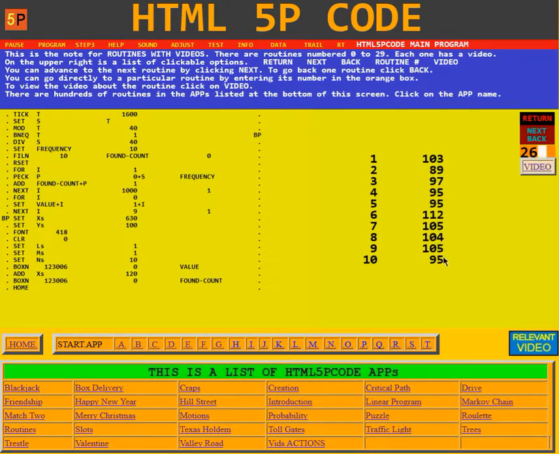Well, they're all supposed to be 100. But you notice they're not. Well, why not? Because they're randomly picked. The total of them is 1,000 because it went around and made 1,000 picks. All right, this is routine 26 video.